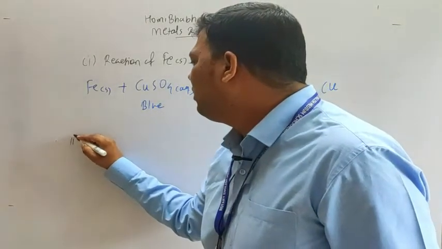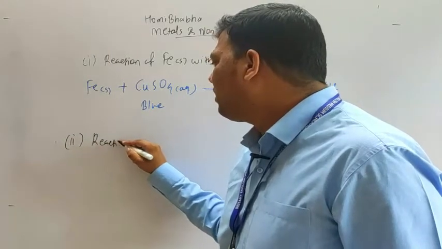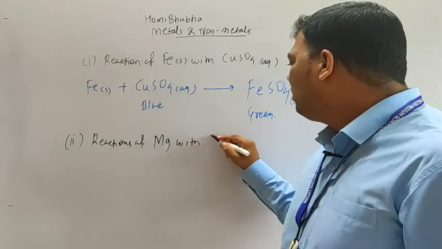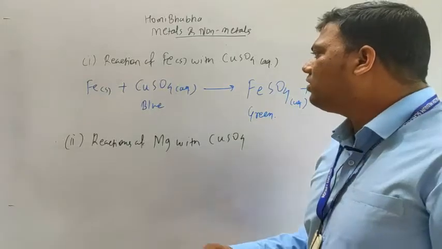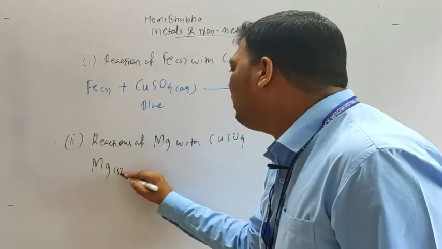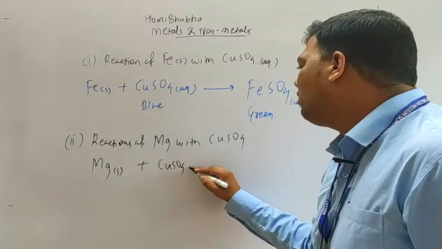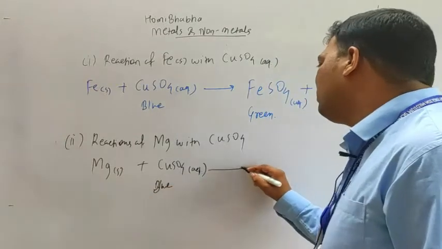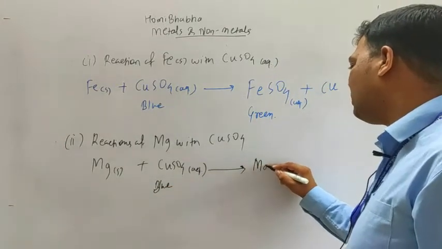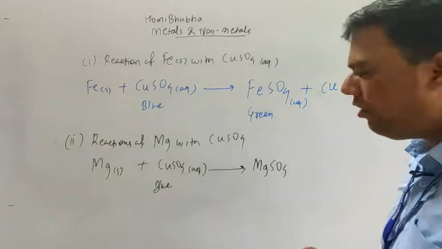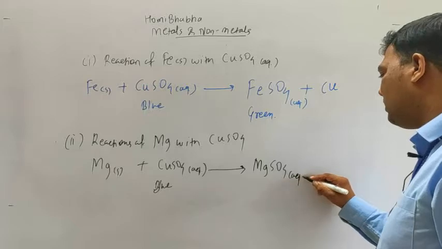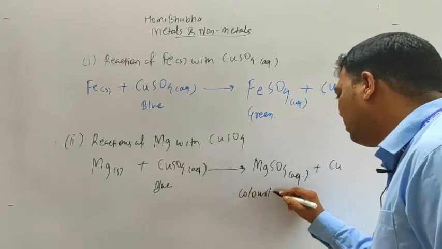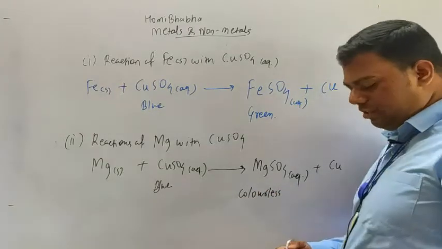Second example, reaction of magnesium with copper sulfate solution. See here, magnesium solid plus CuSO4 aqueous. As you know, the color of this is blue. So you will get MgSO4, and the color of that MgSO4 is colorless, aqueous, plus copper. So here the solution becomes colorless.